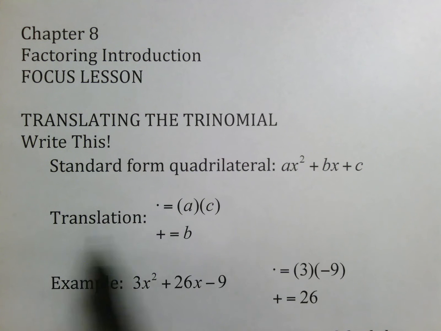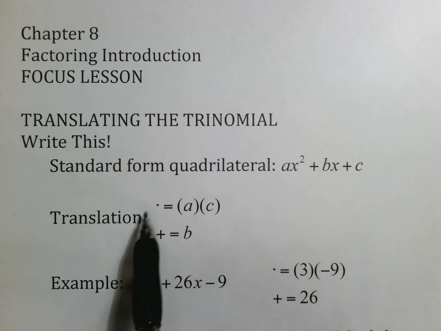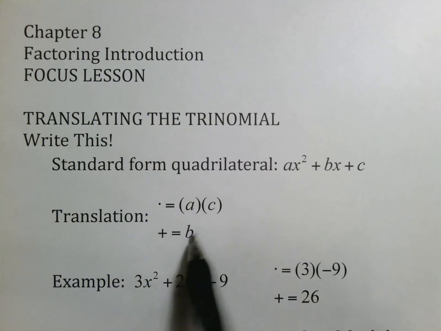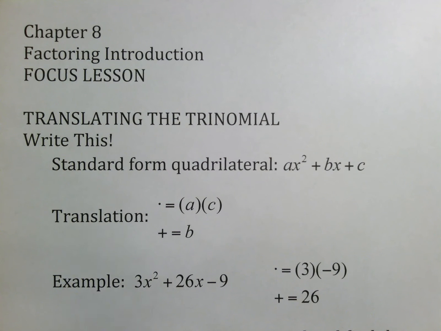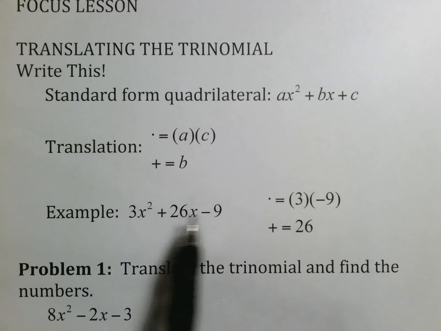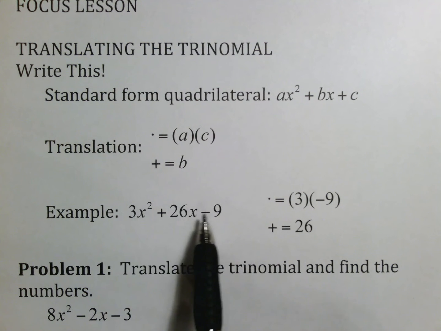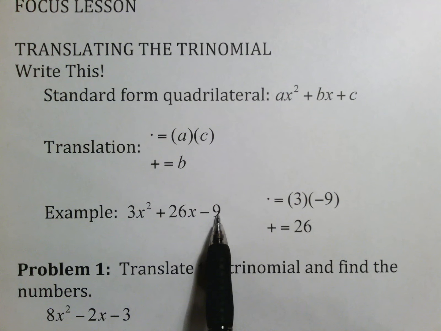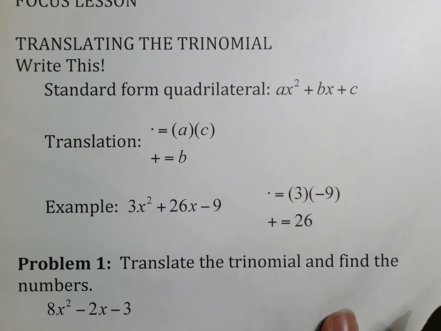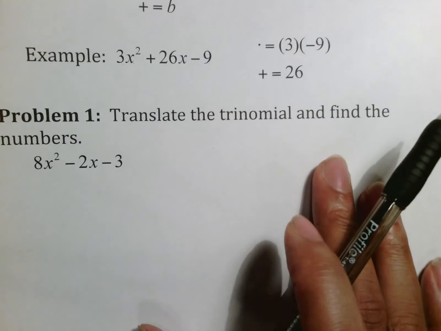When we go to translate this, you remember the "multiplies to make a number, adds to make a number." That comes from: multiplies to make whatever a times c is, and adds to make whatever b is. The example, as you write it: if you had this trinomial, it would multiply to make 3 times negative 9, because that's a times c, and it would add to make 26, because that is b. Alright, so pause it if you need to finish it, and I am moving on to problem 1.